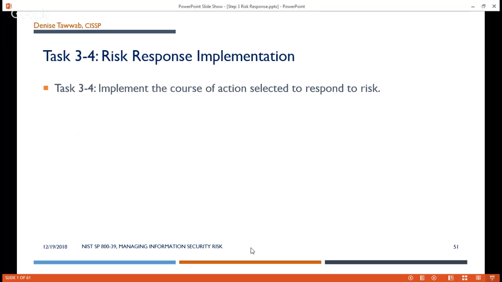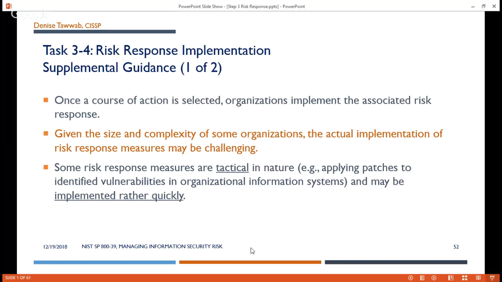Task 3.4 says implement the course of action selected to respond to risk. Once a course of action is selected, organizations implement the associated risk response. Given the size and complexity of some businesses, the actual implementation of risk response measures may be challenging. Some risk response measures are tactical in nature, for example, applying patches to identified vulnerabilities in your information systems, and can be implemented rather quickly.